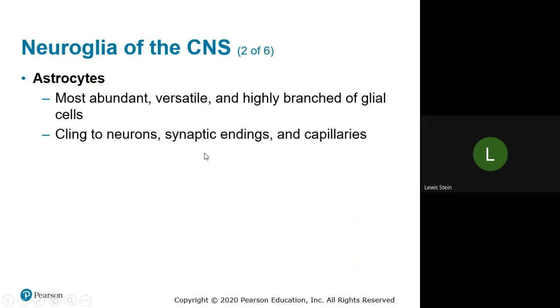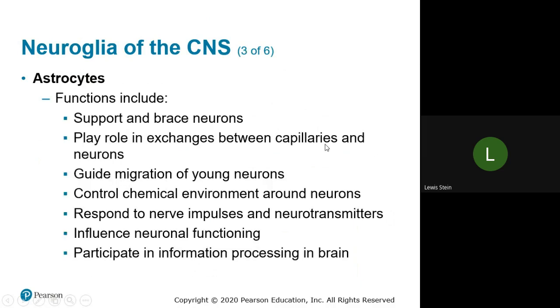So they're very clingy to nerves, synapses, and the capillaries. They play a supportive role, so they're everything. They hold them, they play the exchange role, they play a developmental role, they play a role controlling or limiting things that can come into the environment. They do respond to impulses and transmitters. They do impact the function, and they do play a role in information processing. So when there's damage to those, it's very, very severe.